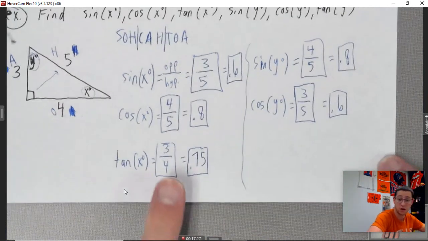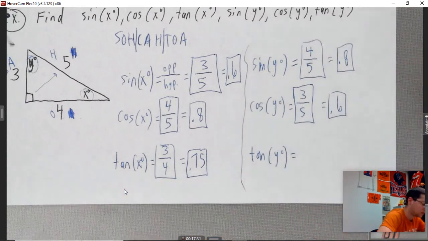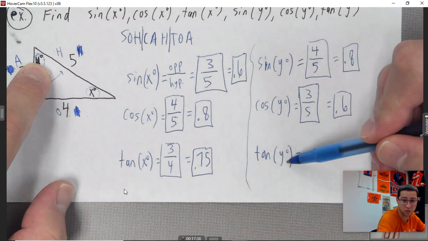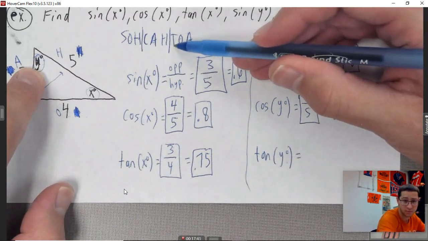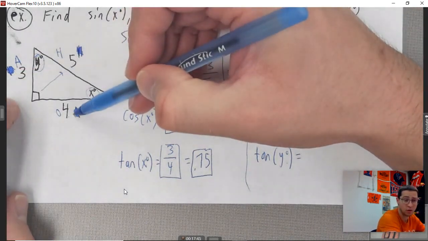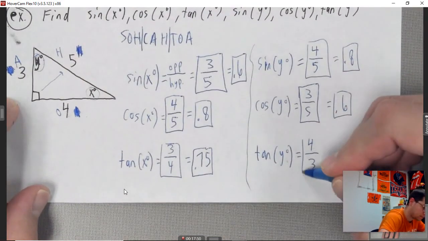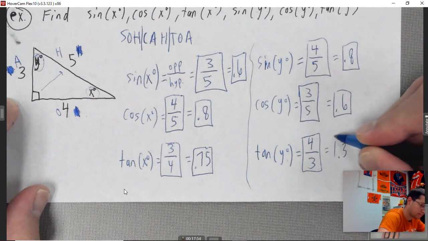Okay, on to tangent of y. Here we go. Here's y. Always start at your angle that is in the trig ratio, and then you just go to SOHCAHTOA. Opposite over the adjacent. So I've got 4 over 3. And that's going to be about 1.3 repeating. All right, so that is an intro to trigonometry.